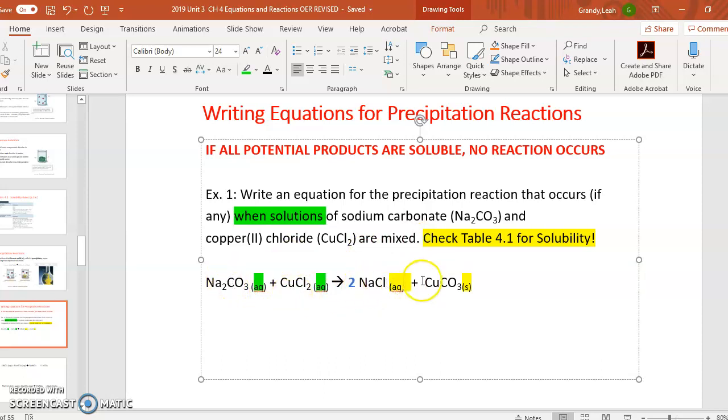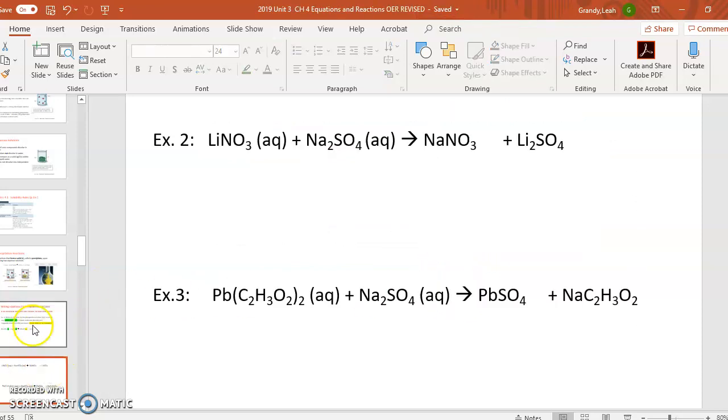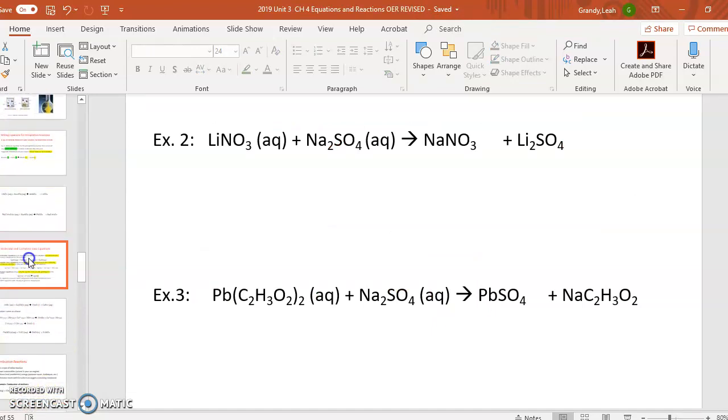We'll see NaCl form and copper 2 carbonate, and when you look it up in the table, you will notice that this one has the solid. So here are two more for you to try. I'm just going to leave those with you.